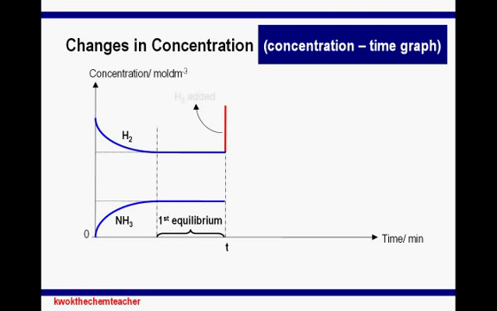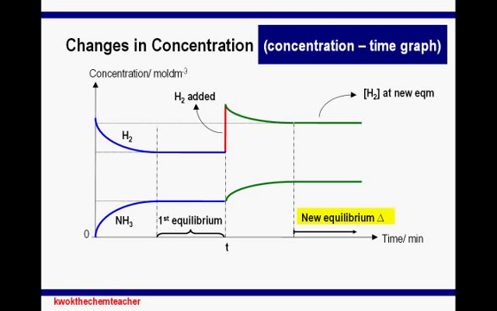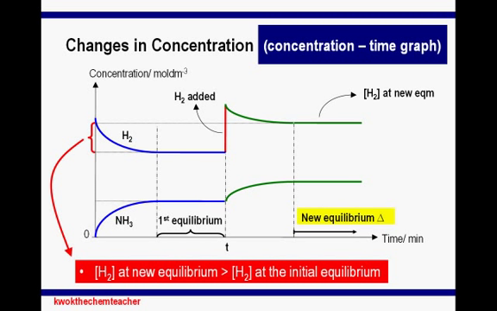At time t, we have decided to add more hydrogen. What happened here is, by Le Chatelier's principle, the equilibrium position will now shift to the right, causing the forward reaction to be favored. Hence, we would see that the concentration of hydrogen decreases, whereas the concentration of ammonia increases. At the constants, we would see a new equilibrium being achieved. Do note that the hydrogen concentration at the new equilibrium is actually greater than the concentration of the hydrogen at the initial equilibrium.